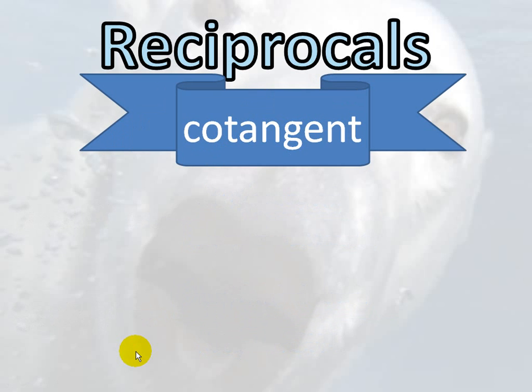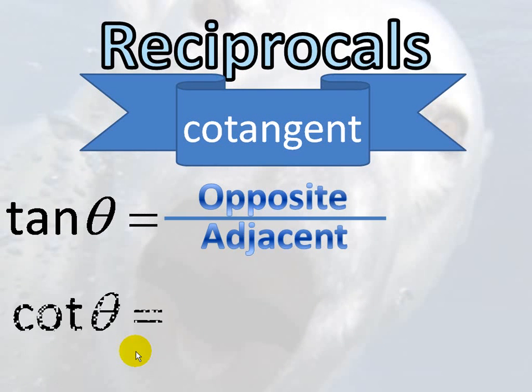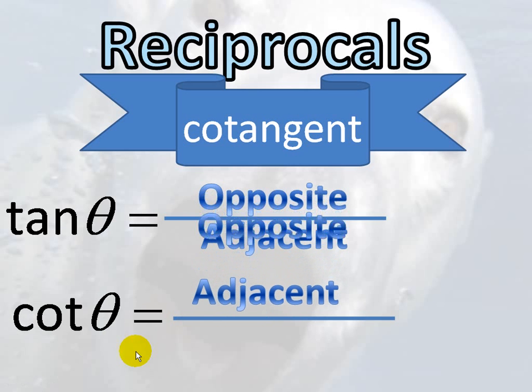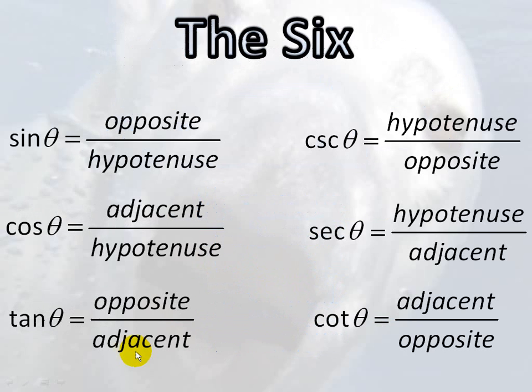Now, the last one is cotangent. Remember, tangent is opposite over adjacent. Cotangent is adjacent over opposite. So this one is the way you would think. You would think cotangent would go with tangent, and it does. It's the reciprocal. So we have tangent is opposite over adjacent, cotangent is adjacent over opposite.